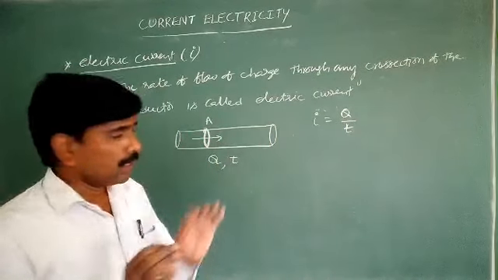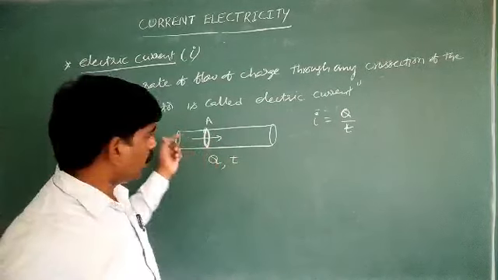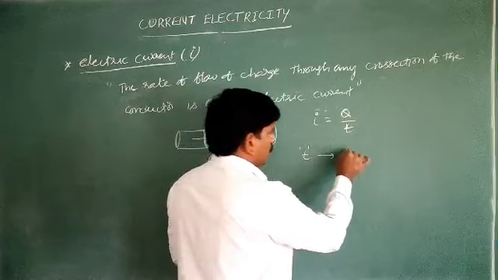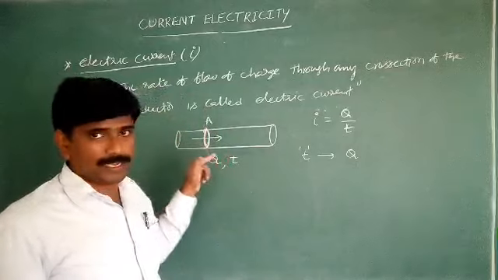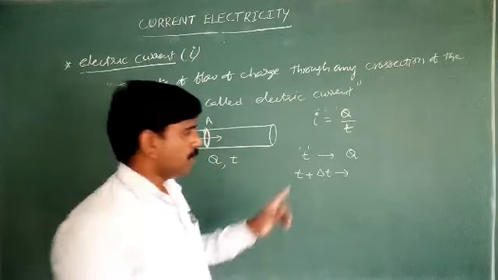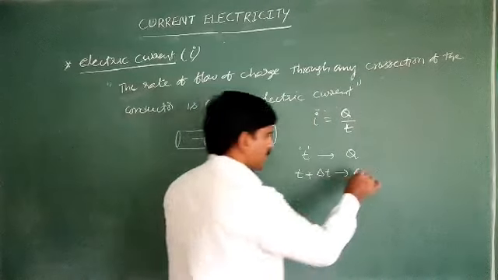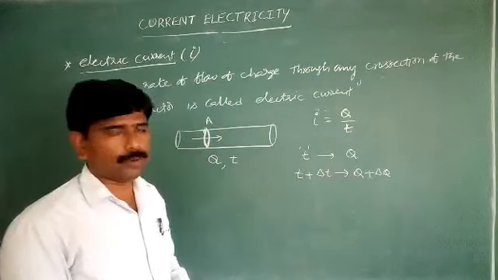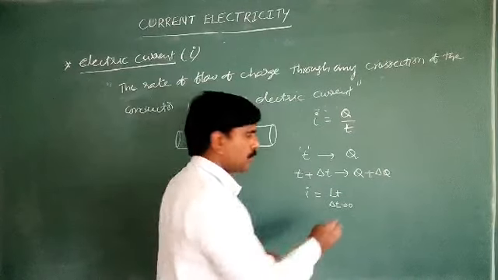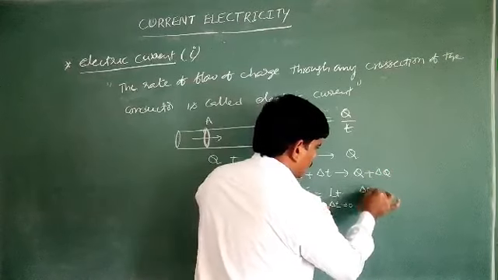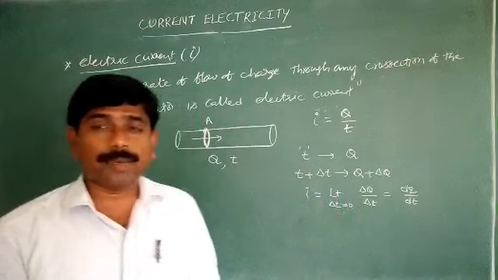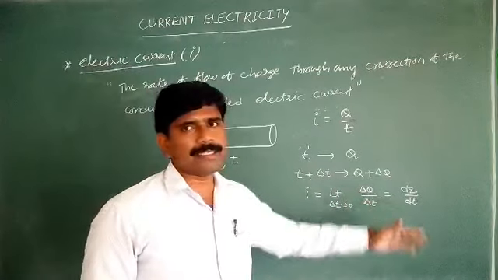Or maybe currents are not steady. In time t, Q is the charge crossing the cross sectional area, and in the time interval t plus delta t, the charge that has passed through is Q plus delta Q. In that situation, current I is equal to the limit as delta t tends to 0 of delta Q by delta t, that is dQ by dt. We call that the instantaneous current.